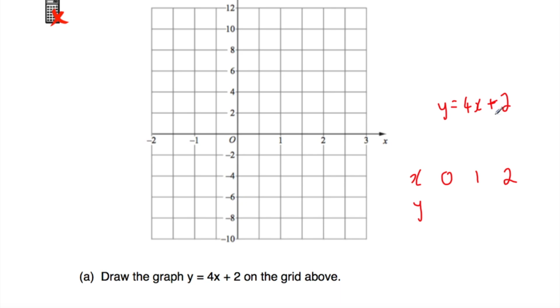Feel free to go back to Corbettmaths and go to the videos and worksheet section and scroll down to the video on drawing linear graphs. There's a dedicated video tutorial there, and it recaps this topic, how to draw these linear graphs by doing xy tables.